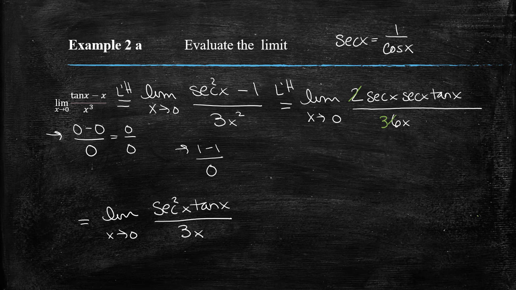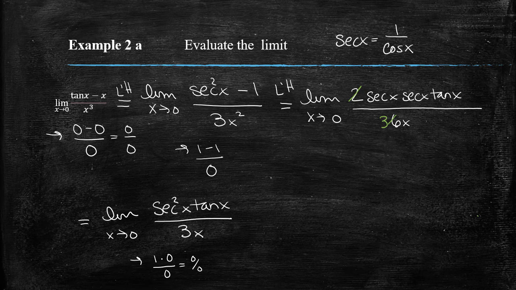If I plug in a 0, secant squared is going to go to 1. Tangent goes to 0, so I have 1 times 0, or 0 in the numerator. The denominator goes to 0. So I again have 0 over 0. And I don't want to take the derivative of the numerator again, because now I'll have a combination of the product rule and also the chain rule. So I can tell that taking the derivative another time will make the numerator a bit of a mess. So let's just figure out what's causing the problem and which portion of the limit is actually okay.